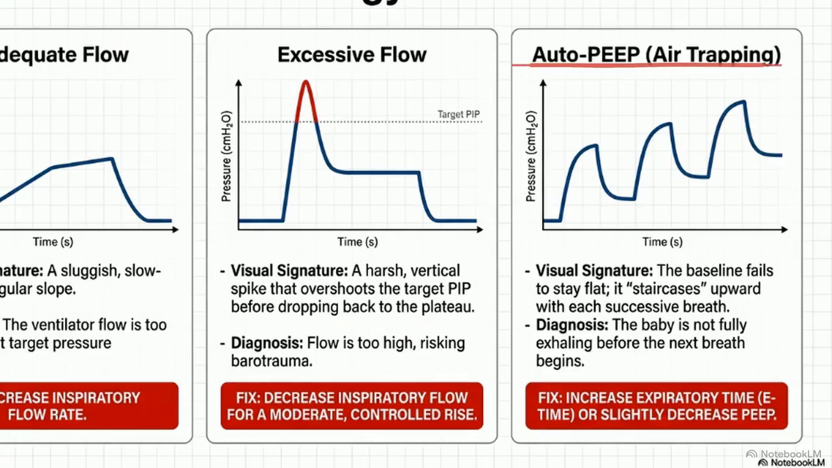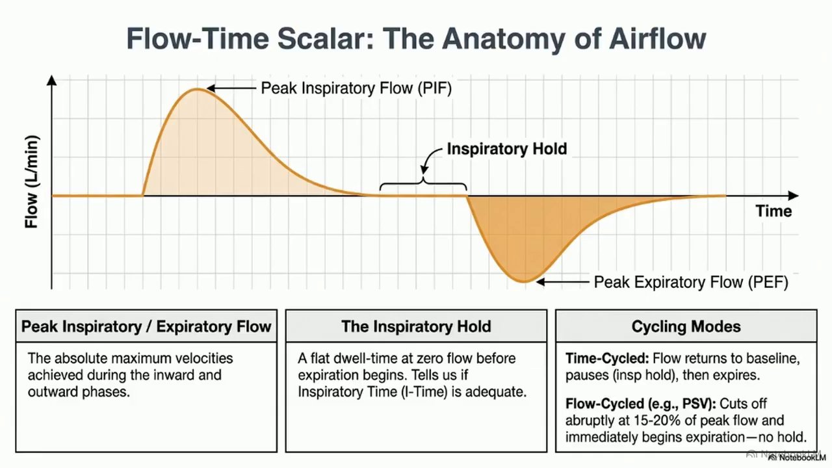Look at the auto PEEP panel on the far right to see the result of trapped air. Instead of staying flat, the baseline pressure staircases upward with each successive breath, because the baby cannot fully exhale before the next cycle begins. The flow time scalar maps the velocity of air moving in and out.